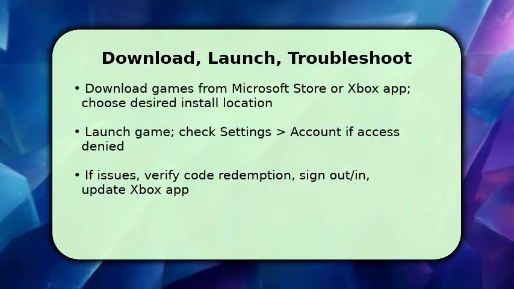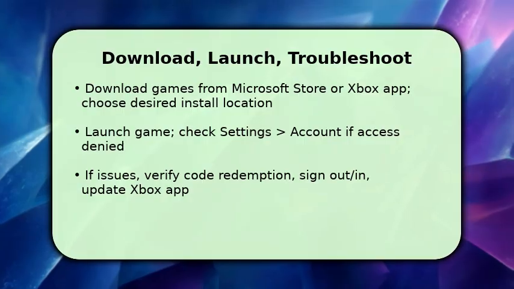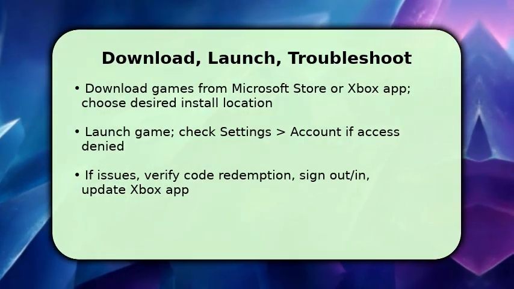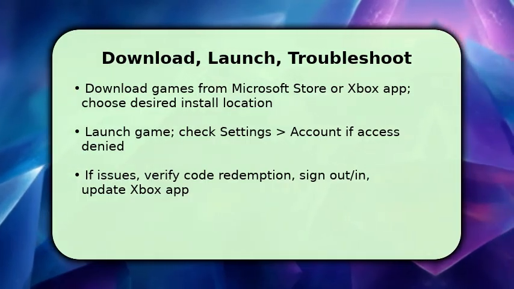To finish, download your games from the Xbox app or Microsoft Store and install them to your chosen drive. When you launch a game, the Xbox app confirms your live status. If access is denied, go to Settings, Account, to ensure the redeemed account is active.